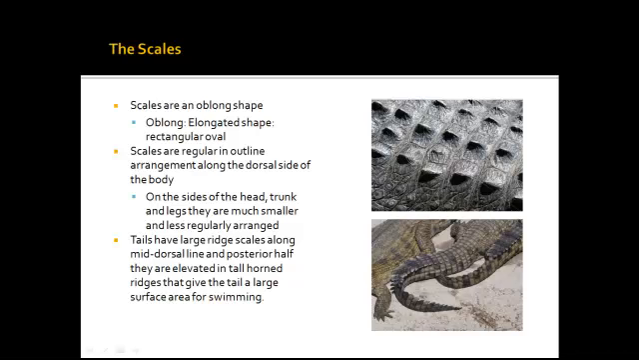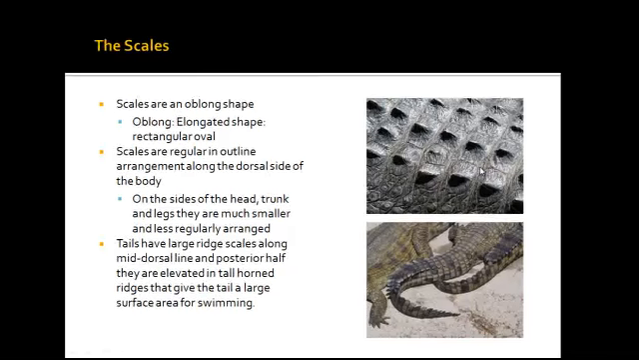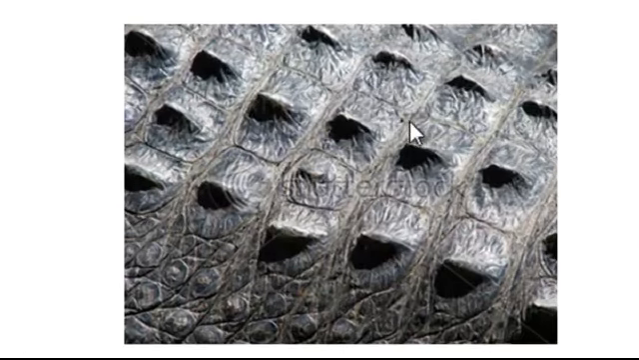Okay, so we're looking at scales now. Scales are an oblong shape. Oblong means elongated shape. And for crocodiles' case, their scales are mostly rectangular ovals. Scales are regular in outline and arrangement along the dorsal side of their body. You'll notice here that each scale are relatively similar in size and arranged in a very pattern-like structure. You'll see a couple differences, but generally, they're very regular in arrangement and size.